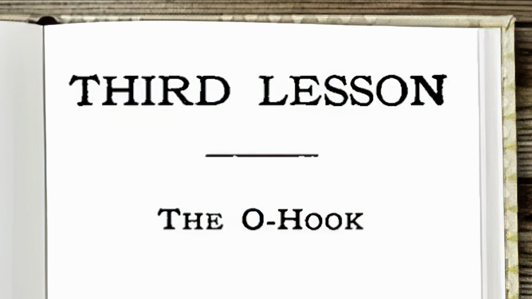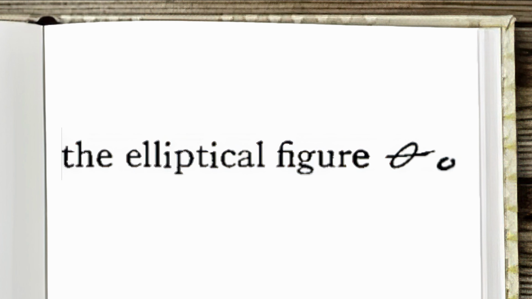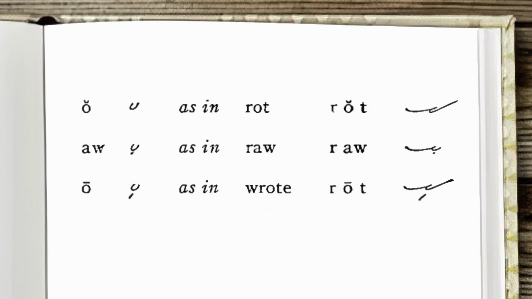Third lesson, the O hook. The hook vowels are derived from an oval elliptical figure, shaped somewhat like an egg. The lower part of the elliptical figure represents the short sound of O as heard in rat. R-O-T, rat. The hook with a dot beneath it expresses the sound of aw, as in raw. R-aw, raw. The hook with a short dash beneath it expresses the long sound of O, as in wrote.